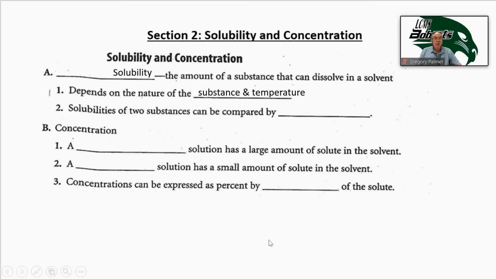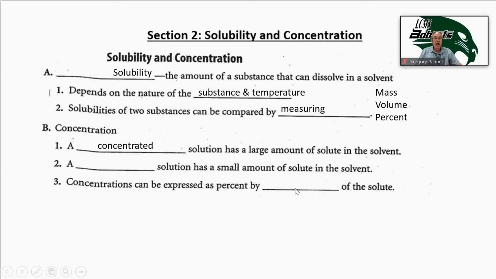The solubilities of 2 substances can be compared by measuring. We can measure the mass of the 2 substances, the number of grams of salt that we put into a certain number of grams of water. We could do it by volume: we mixed 2 liters of this with 1 liter of that. Or we could do it by a percent. We could say it's a 15% solution, so it's 15% salt.